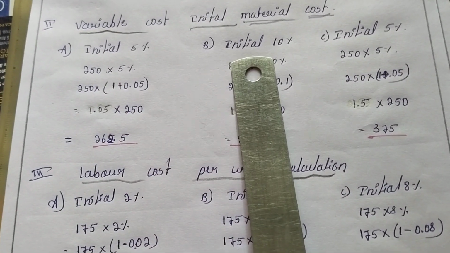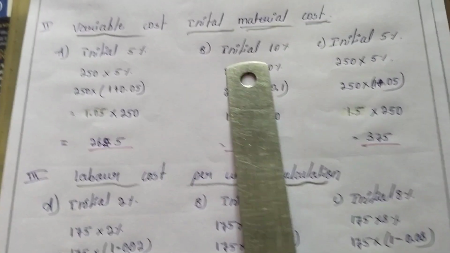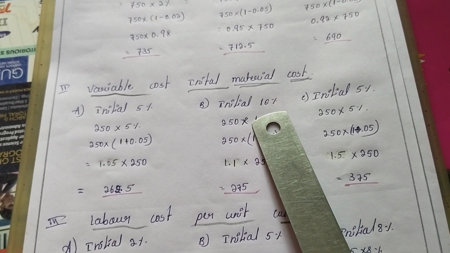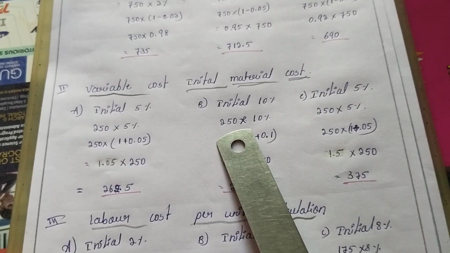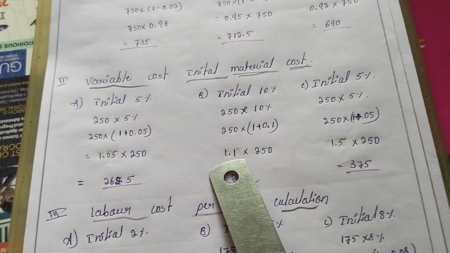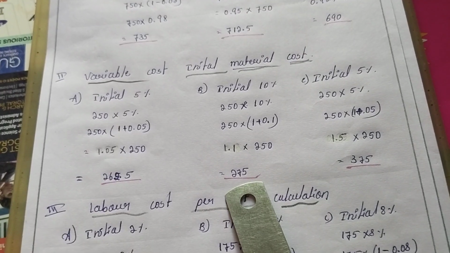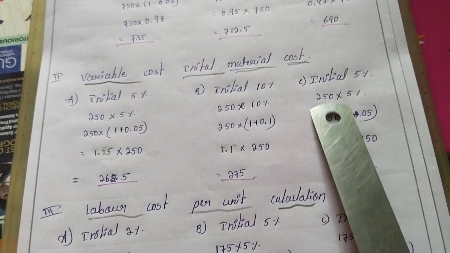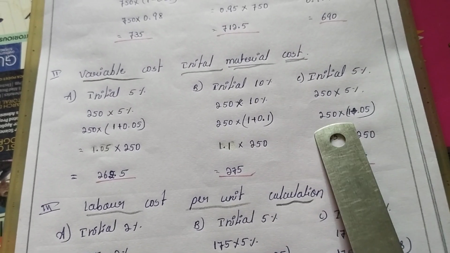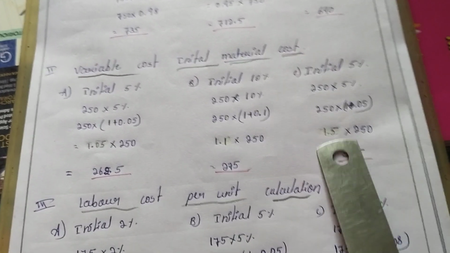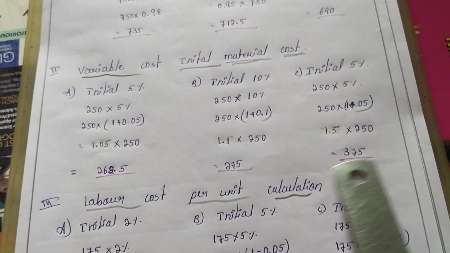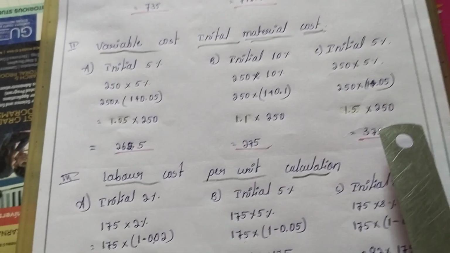And B, the initial material cost is increased by 10%. 250 material cost into 10%, 250 into 1 plus 0.1, 1.1 into 250, we get 275 increased. C, 5%: 250 material cost into 5%, 250 into 1 plus 0.5, 1.5 into 250, we get 375 rupees as the material cost.